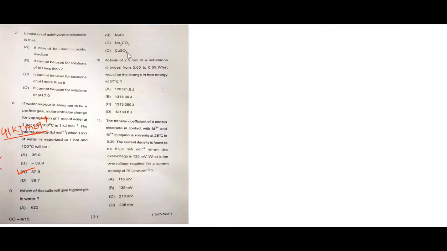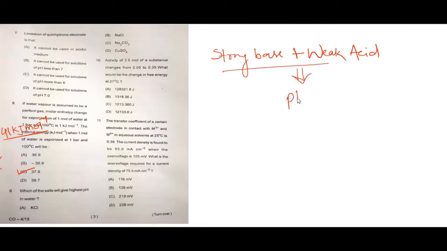We know that releasing OH minus on hydrolysis will give the highest pH in water. Only the salt of a strong base and a weak acid would release OH minus ions on hydrolysis. Strong base plus weak acid, this combination only gives the highest pH.